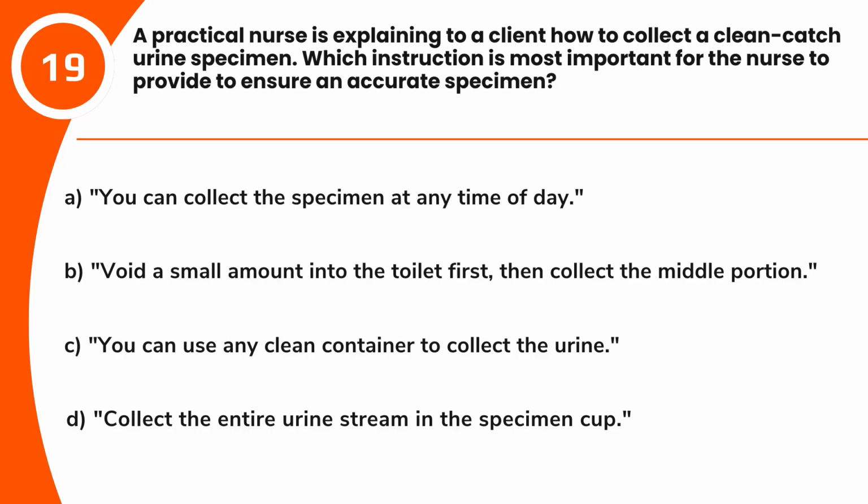Question 19. A practical nurse is explaining to a client how to collect a clean catch urine specimen. Which instruction is most important for the nurse to provide to ensure an accurate specimen? A. You can collect the specimen at any time of day. B. Void a small amount into the toilet first, then collect the middle portion. C. You can use any clean container to collect the urine. D. Collect the entire urine stream in the specimen cup.